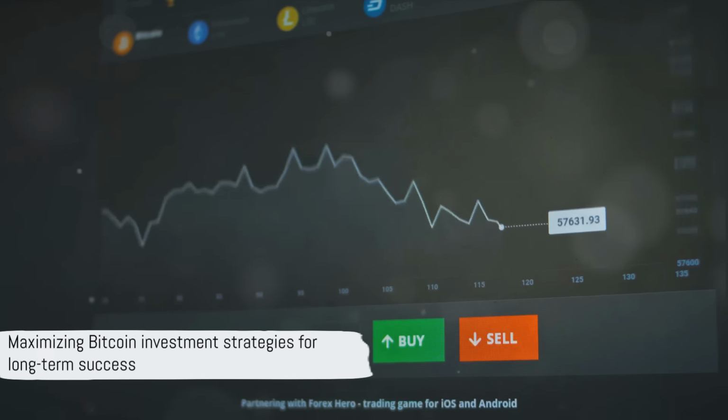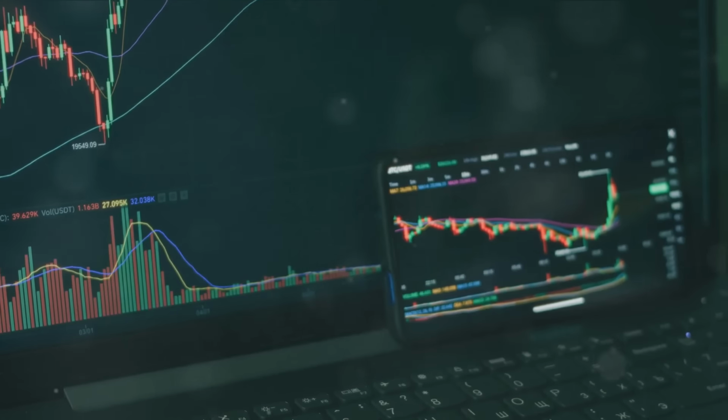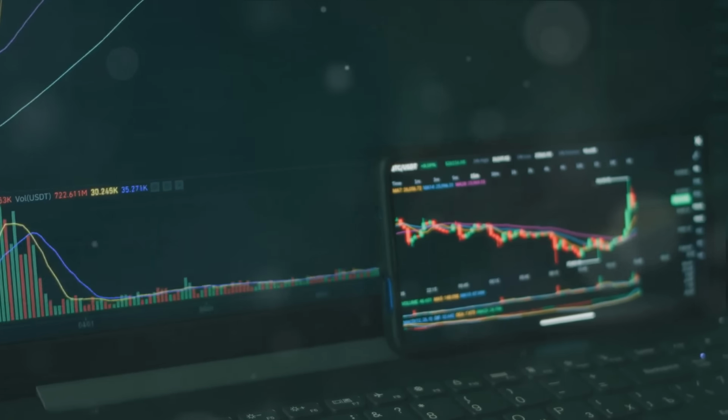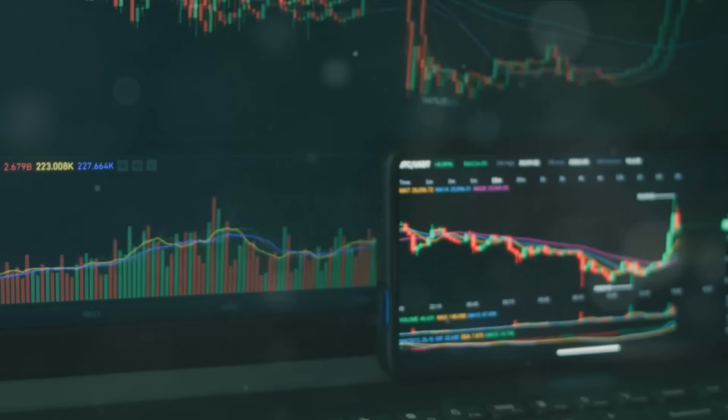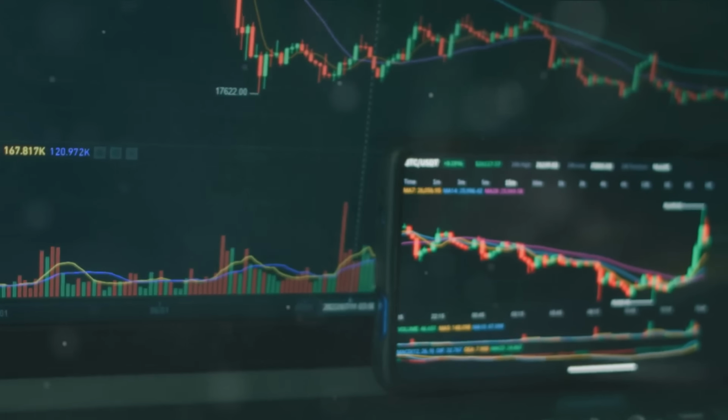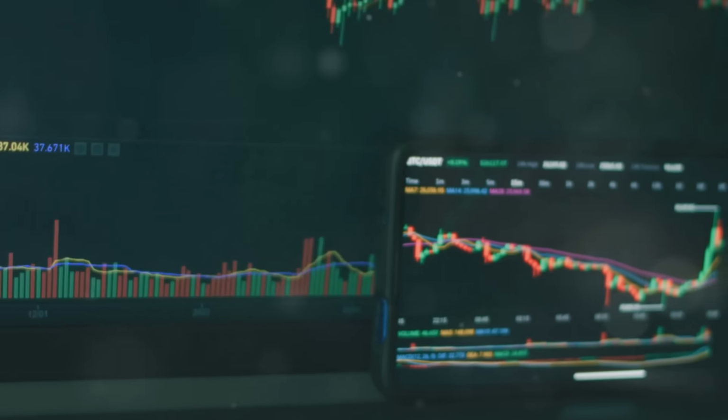Investing in Bitcoin can be rewarding, but it's important to approach it with caution. By diversifying your investments, only putting in what you can afford to lose, staying informed and keeping a cool head, you can navigate the unpredictable world of Bitcoin with confidence.